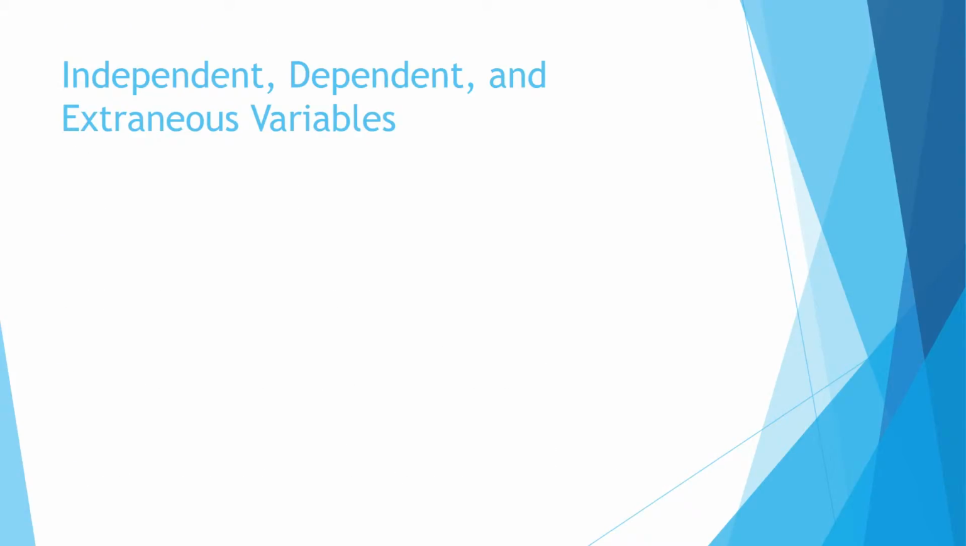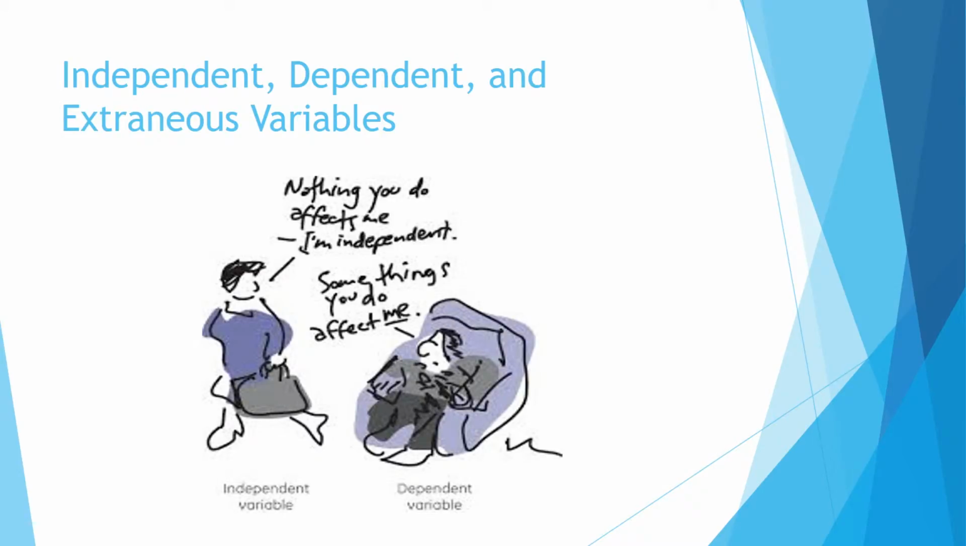So, of course, the next step is to try to define independent, dependent, and extraneous variables. So here we have Mrs. Independent Variable and Mr. Dependent Variable, and she appears to be heading out the door and says, "Nothing you do affects me. I'm independent." And Mr. Dependent Variable says, "Well, some things you do affect me."